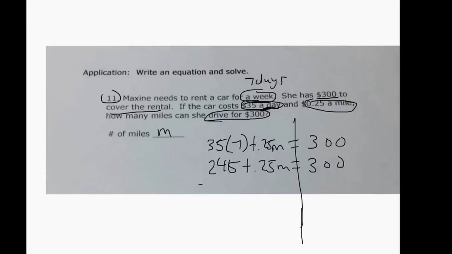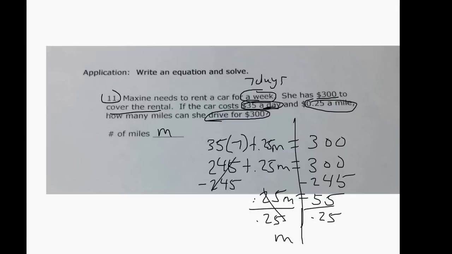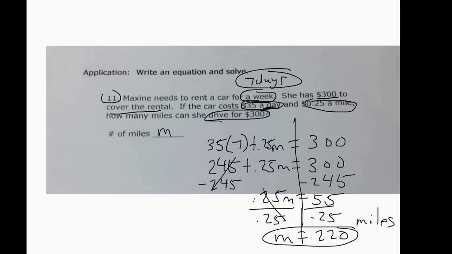We want to get rid of this 245, so minus 245 from both sides. Bring down my 0.25 M. This is 55. And then the last step, when it's beside it, I divide it. So even when it's decimals, I still just divide away. And M equals 55 divided by 0.25 is 220. And so what this means is for $300, she can keep it 7 days and drive 220 miles.